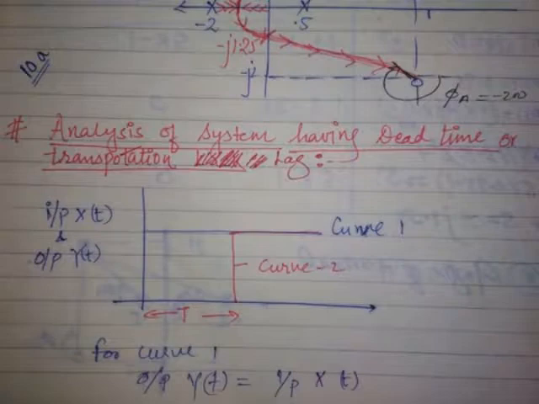Yes. We can use this only in time domain methods. Time domain methods means time domain analysis, Routh-Hurwitz criteria, and root locus plots. Only for these time domain methods is this approximation, 1 minus ts, applicable. It is not applicable in frequency domain methods.